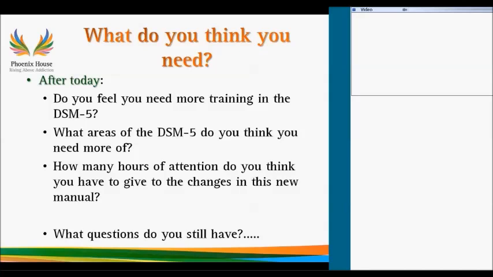So I'd like to end today and open up for questions. But before I do that, after just going through this brief overview, which I realize is a lot of information, how do you feel in terms of needing more training? If you feel like you need more training in the DSM-5, are there specific areas that you think more of? Do you need more specific training in substance use, more specific training in trauma-related disorders? And how many hours of attention do you think you really have to give these changes to this new manual? And that kind of speaks to that practice effect question that I tried to answer earlier.